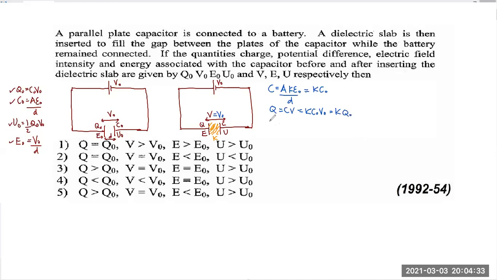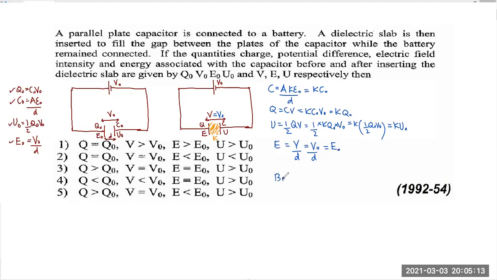All right. And then energy, U. The new energy is half QV, that is equal to half, Q naught has changed into KQ naught, and voltage hasn't changed, V naught. So that is K into half Q naught V naught. So the final answer is KU naught. Right. And finally, electric field intensity, E. Now, the new electric field intensity is V over D. V did not change. It's still V naught. So it is also V naught over D, and that is equal to E naught once again, because V naught didn't change.